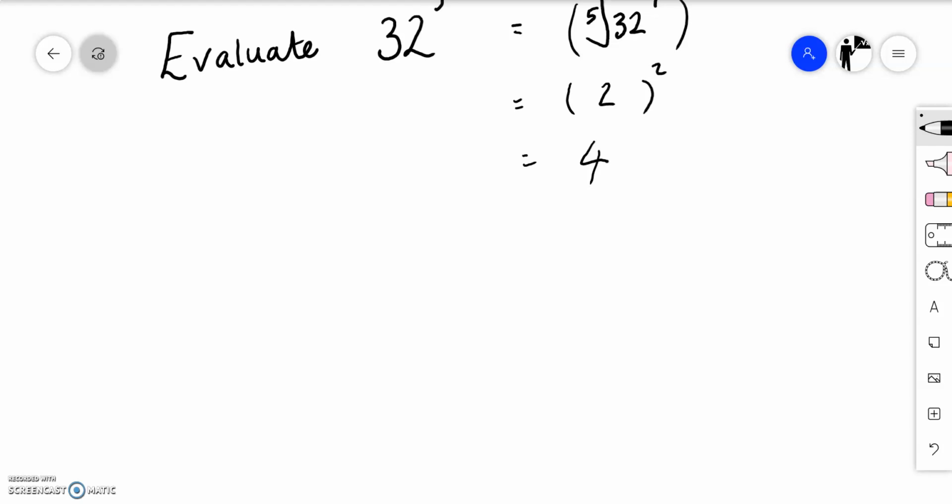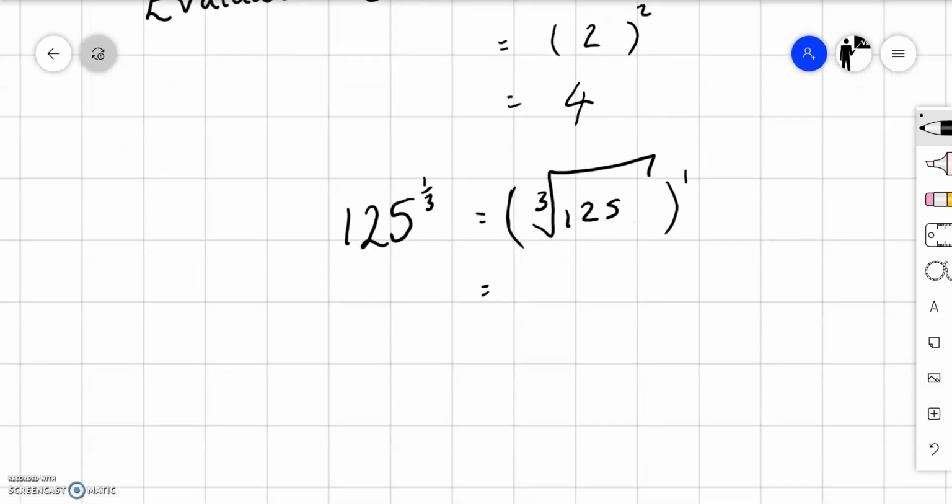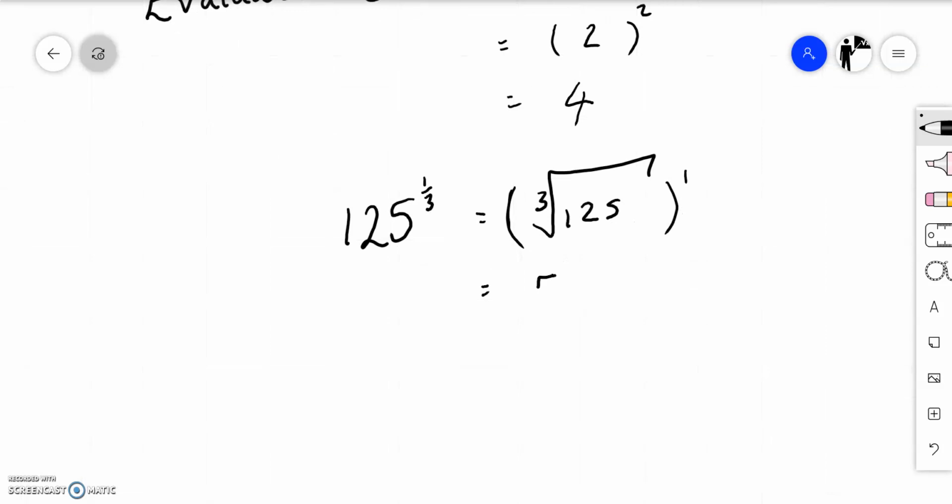Similarly, if we wanted to evaluate 125 to the power of a third, the power of a third is the exact same as the cubed root of 125. And if you want, that's to the power of 1. So what times by itself 3 times is 125? Well, it's 5 times 5 times 5, it's 5. That's 5 to the power of 1, which will give us 5.